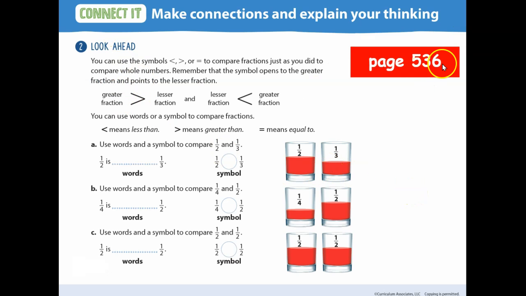This is on page 536. It says you can use the symbols less than, greater than, or equal to compare fractions just as you did to compare whole numbers. Okay, this symbol right here is greater than. Greater fraction. Okay. Lesser fraction goes on this side. This is less than. So the smaller fraction goes on the left, and the greater fraction goes on the right.